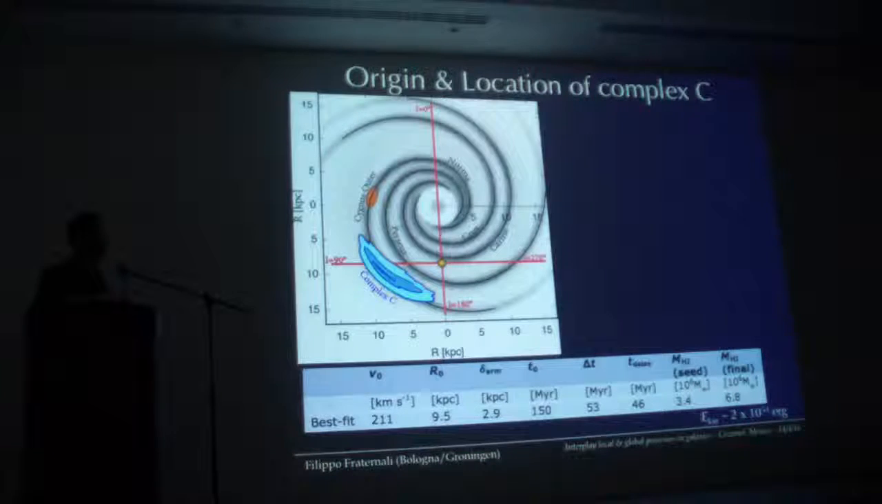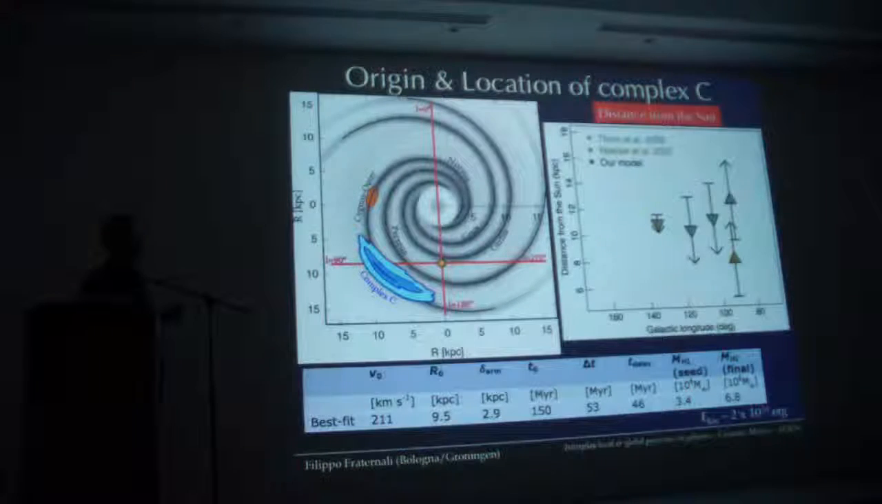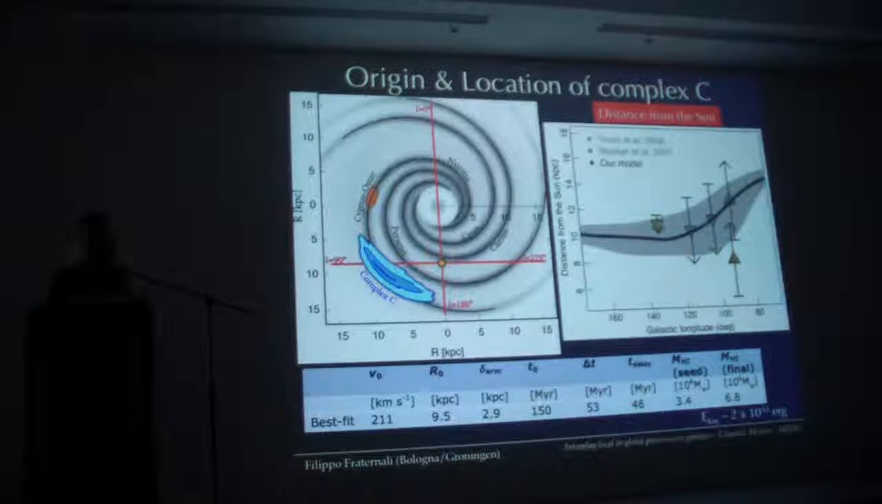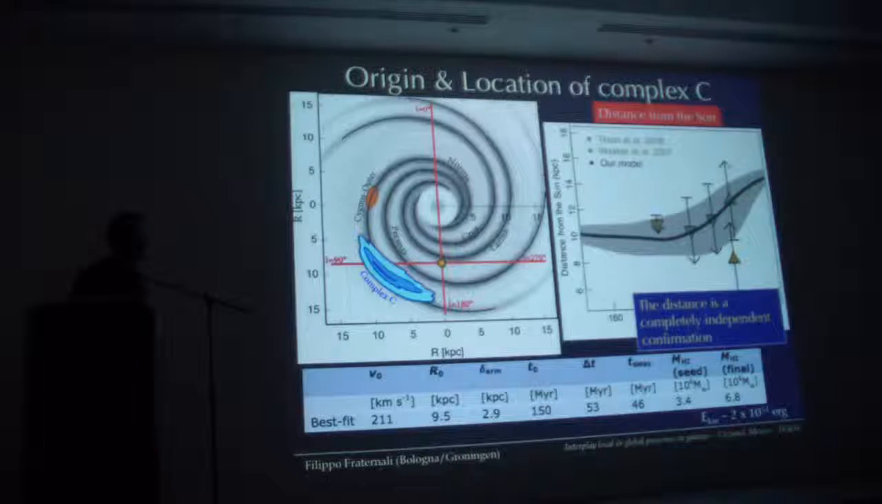The most important one is distance. These are distance estimates of the complex C as a function of galactic longitude. These are lower limits and upper limits from absorption towards halo stars, and our model goes incredibly well through all this data, as you can see. This data has not been used in the fit at all, because we fit the channel maps. So this is an independent confirmation that this may be exactly what is going on.